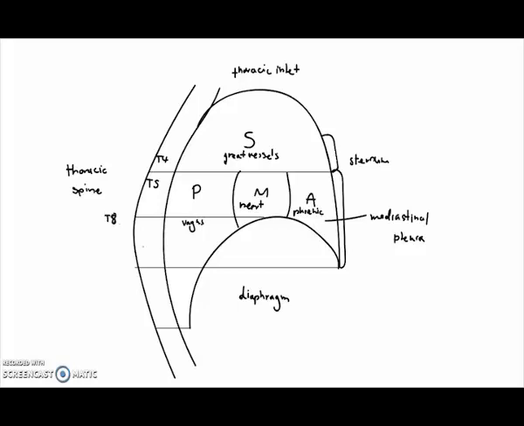The highest level it reaches is T8, which also is the level at which the inferior vena cava enters. Anteriorly, it reaches and attaches to the xiphoid process at the level of T10. Posteriorly, it reaches T12. This is also the level the aorta passes behind.